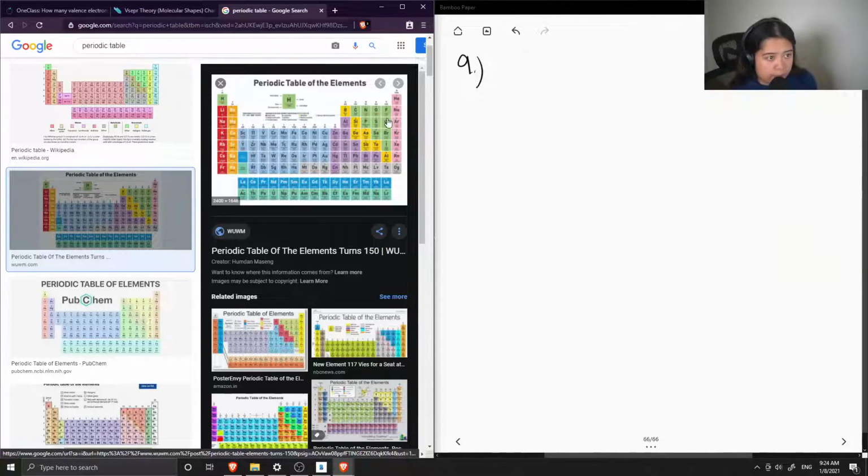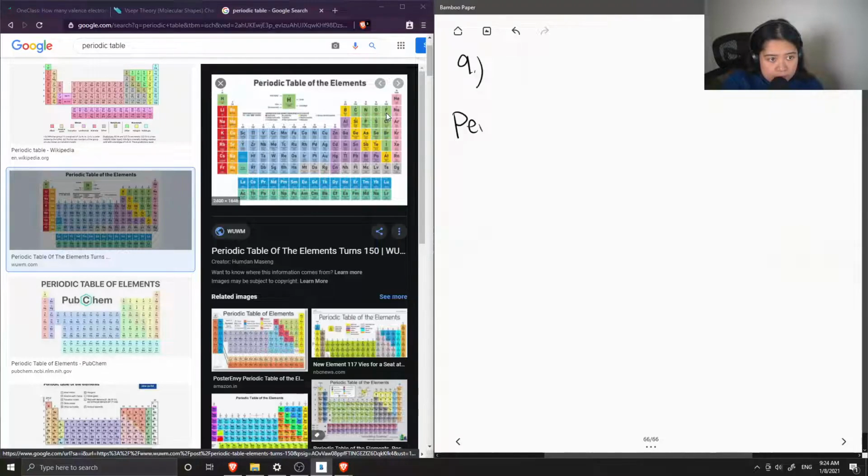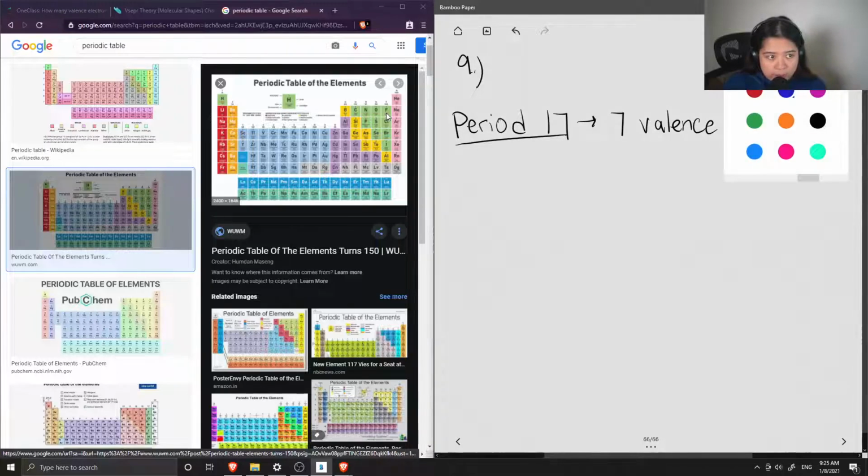So fluorine, bromine, chlorine, and iodine, they're all found in period 17. So in period 17, they all contain 7 valence electrons. Okay, so I can draw out an example of fluorine versus chlorine.